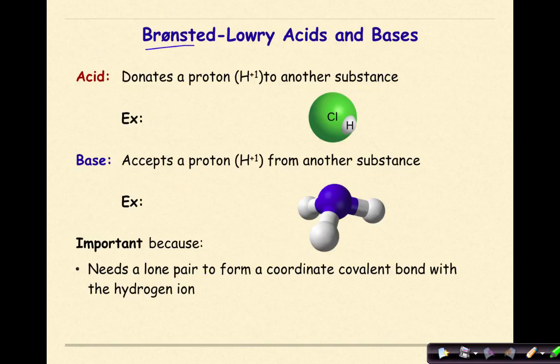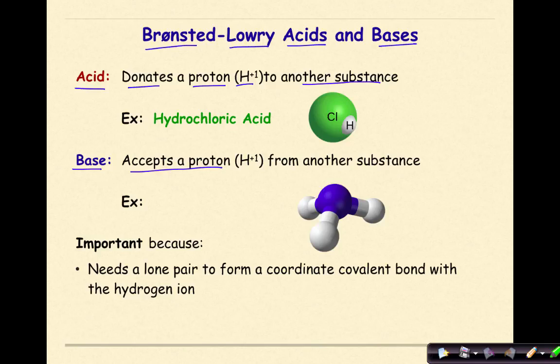Now let's talk about the Bronsted-Lowry definition of acids and bases. Under this definition, an acid donates a proton, hydrogen ion, to another substance. Under this definition, hydrochloric acid is still considered an acid. But the difference between the Arrhenius definition and the Bronsted-Lowry definition is that the definition of bases is much larger. Under this definition, a base accepts a proton, or hydrogen ion, from another substance. This is where we'll see ammonia being classified as a base.